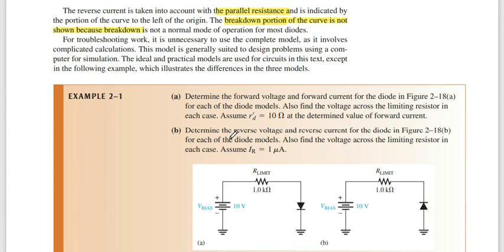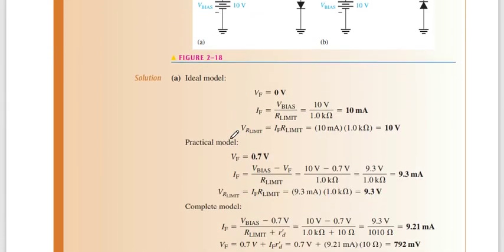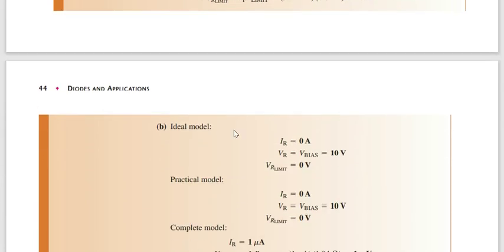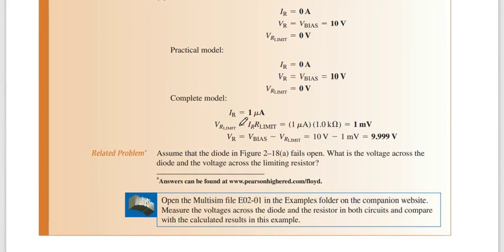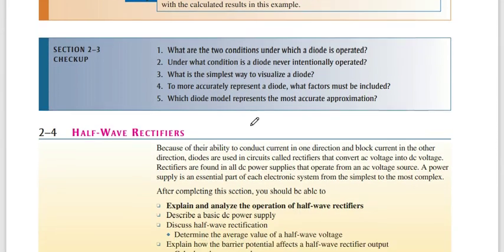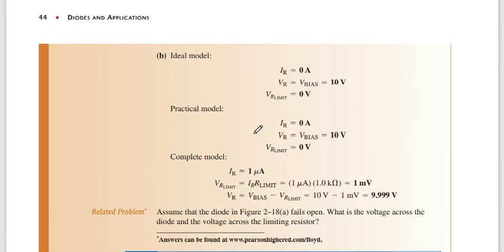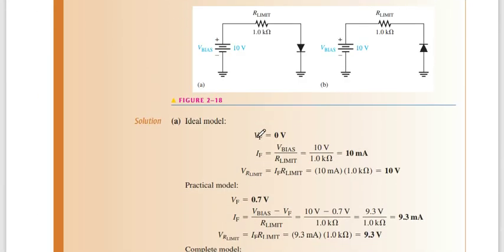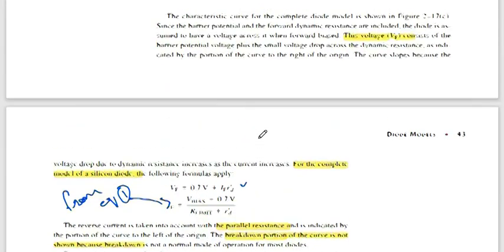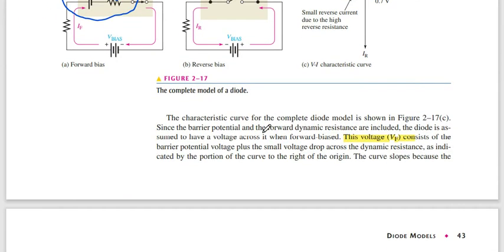Okay, next is numerical. We discussed the numerical in another topic. And what is next? Half wave rectification. Okay, our diode working condition is completed. Thank you.